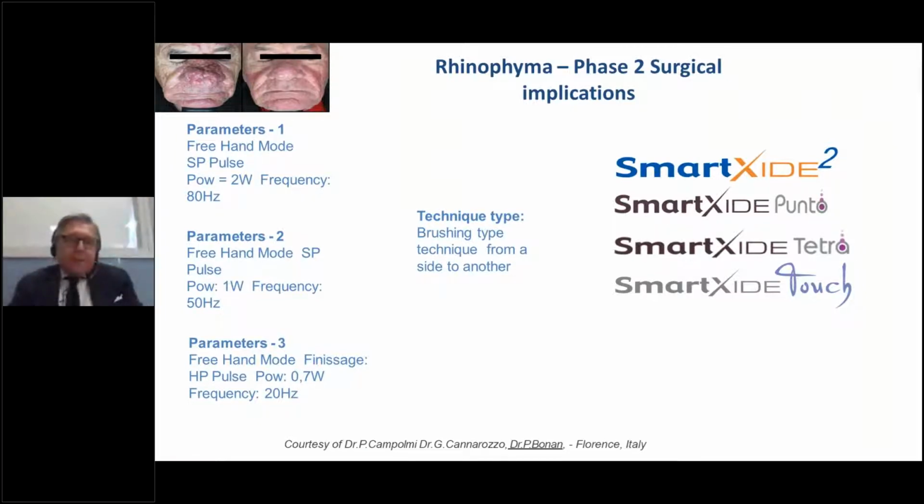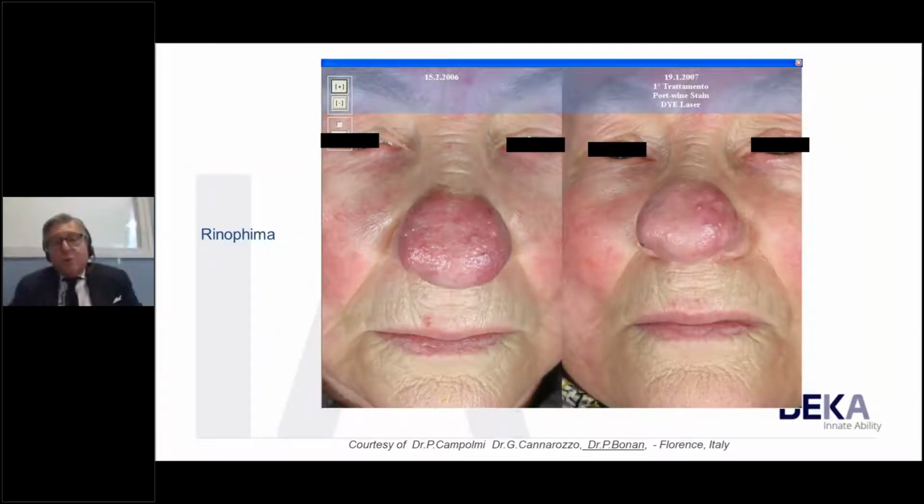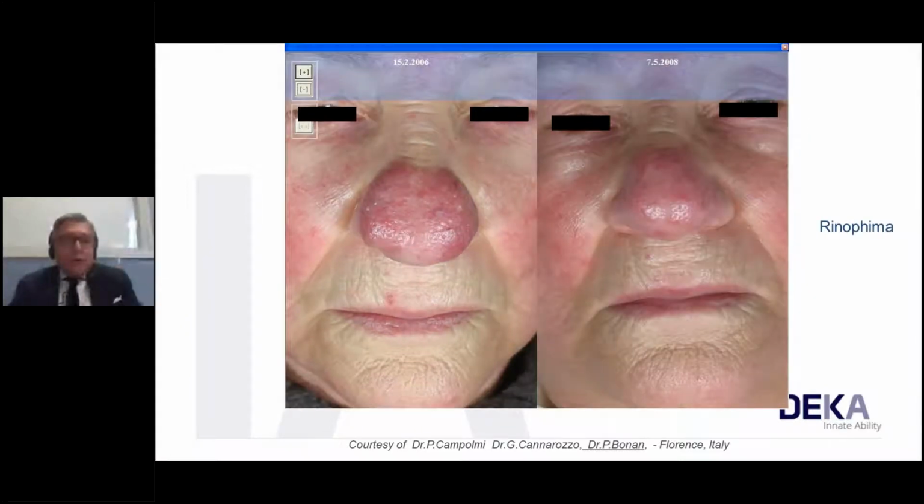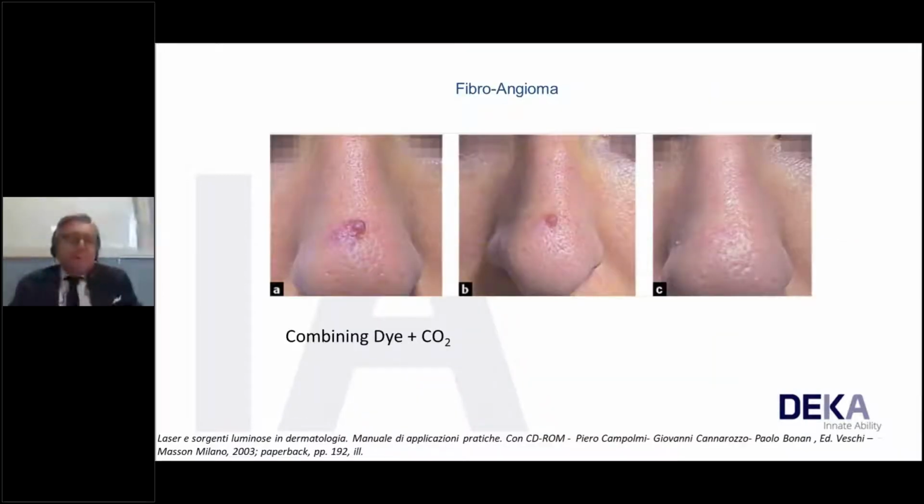This is another very interesting case that we had in the past, the rhinophyma in a woman, very rare. So we treated with the pulse dye laser before, and then we treated with a CO2. And you see another case, fibroangioma, we treated first with pulse dye and in a second phase with the CO2. Perfect restoration of the texture.